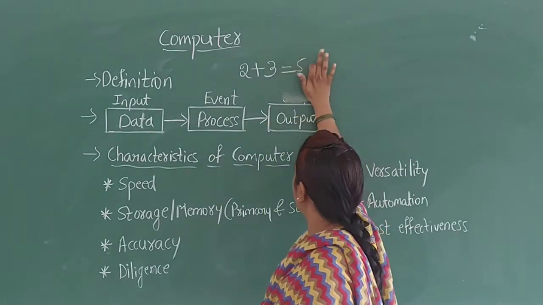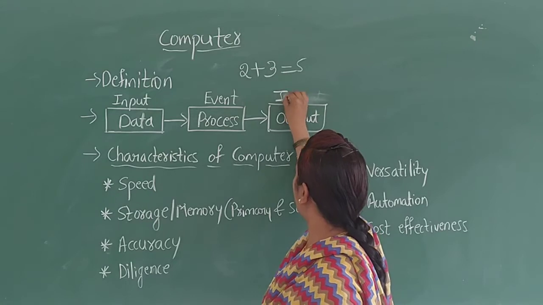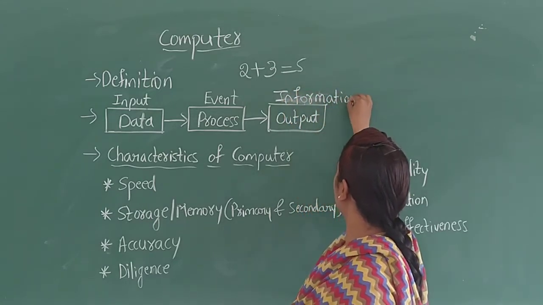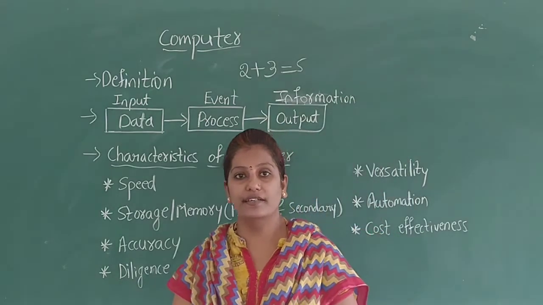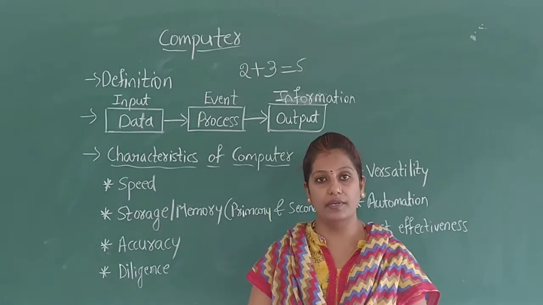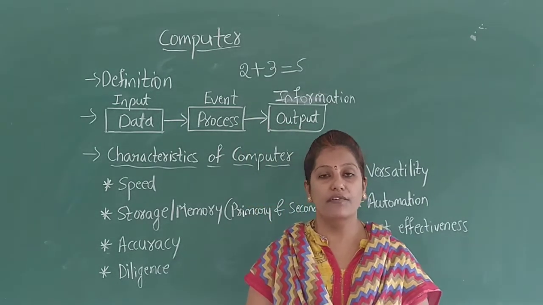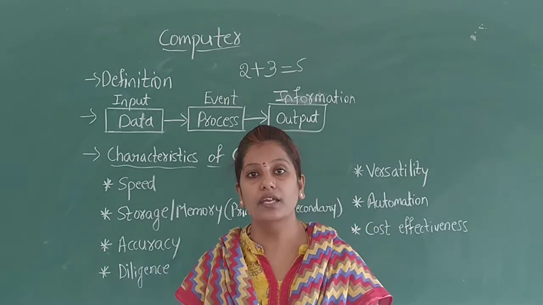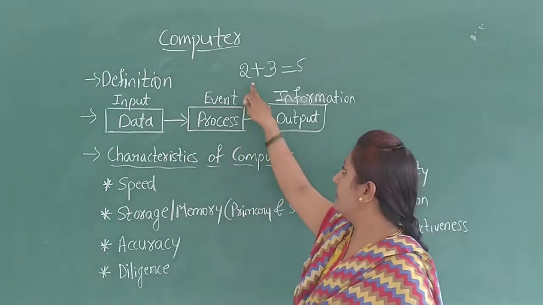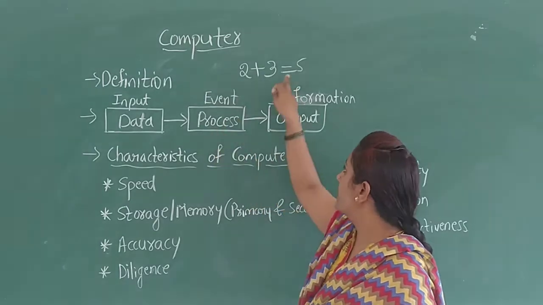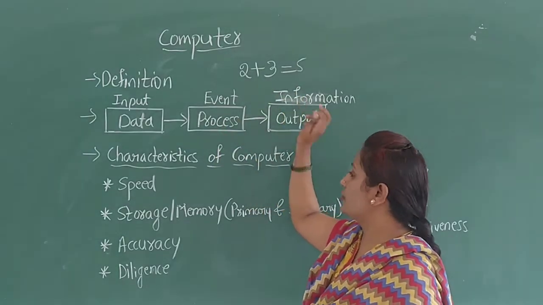Output is information. Information is processed data, meaning data processed by the computer is known as information, which conveys some meaning to the user. See, in this example, 2 and 3 are the data values, addition is the process and 5 is the information.